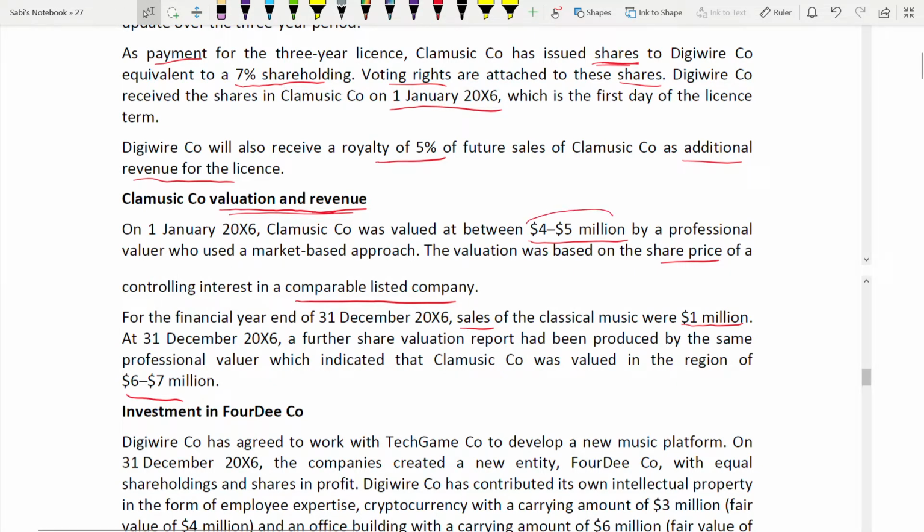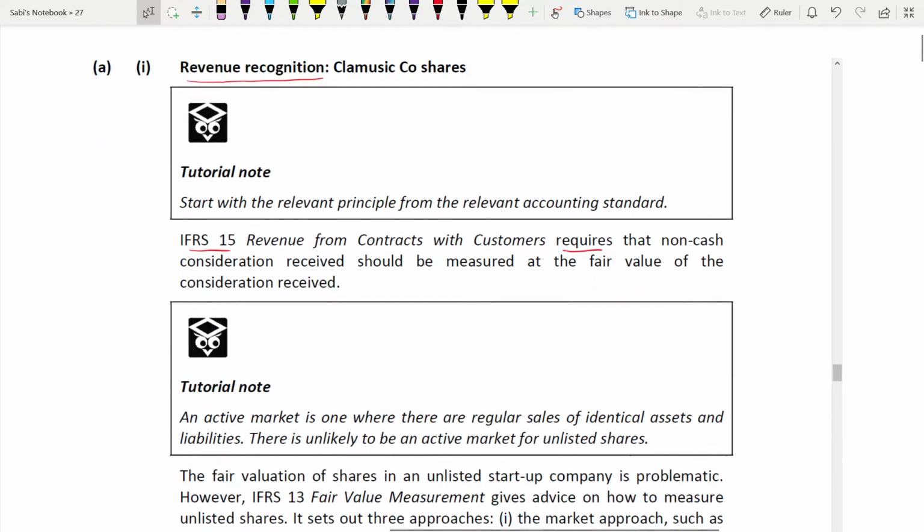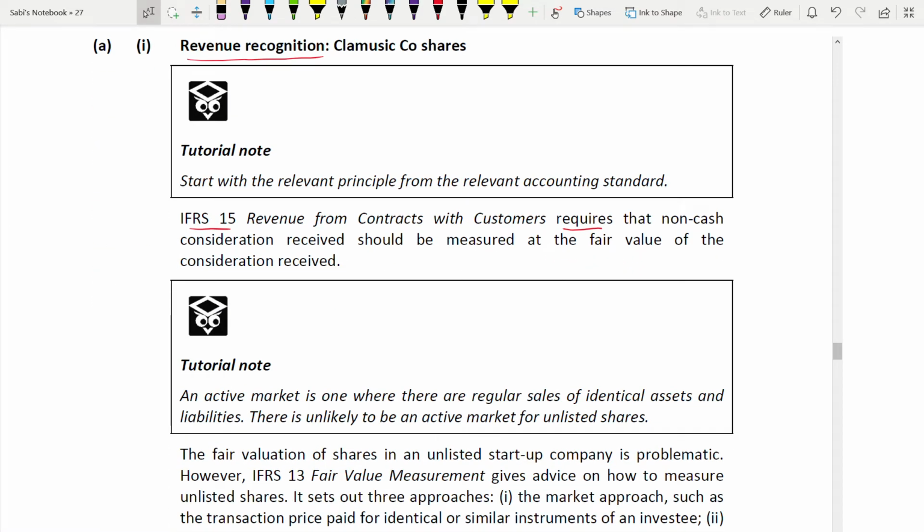Here it was valued at 4 to 5 million. Here it increased to 6 to 7 million. It's quite shocking, right? It looks like something is not right. Anyway, let's read the answer. So how, according to this, what does it require? Remember, you have to be specific to the scenario only.